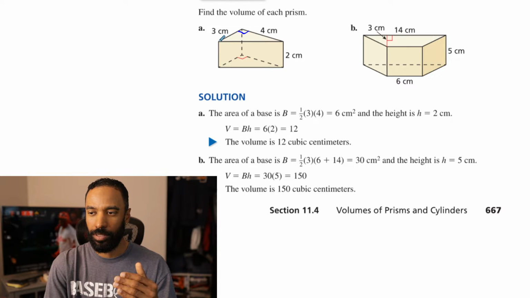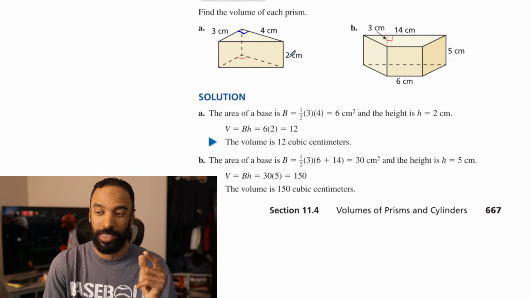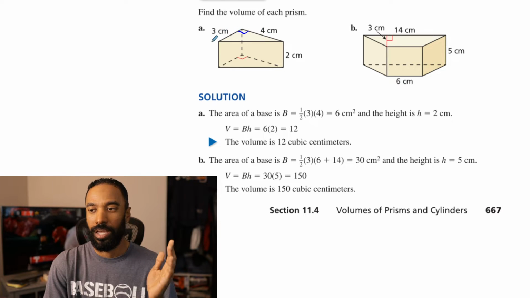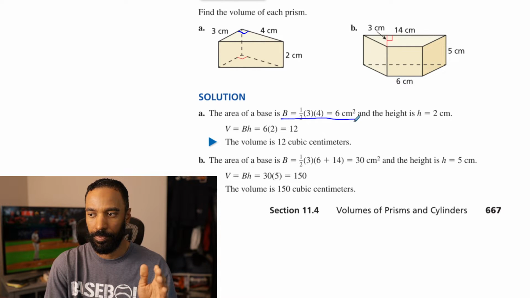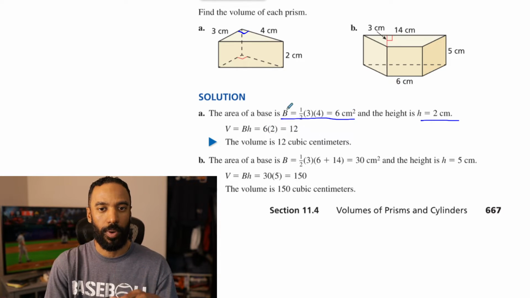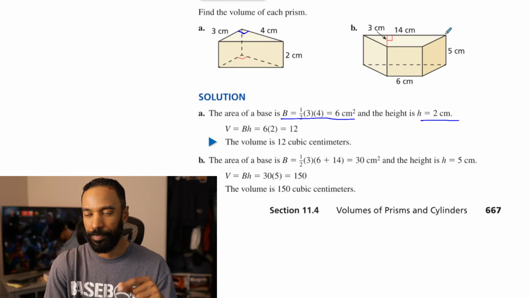In a right triangle, now there are two different heights, right? There's the height of the prism and the height of your base. One half base times height is the area of the triangle, so one half times 3 times 4 is 6 square centimeters. That's the area of your base. The height of the prism is 2 centimeters. So area of base 6 times height 2 is 12. That's 12 cubic centimeters of volume.